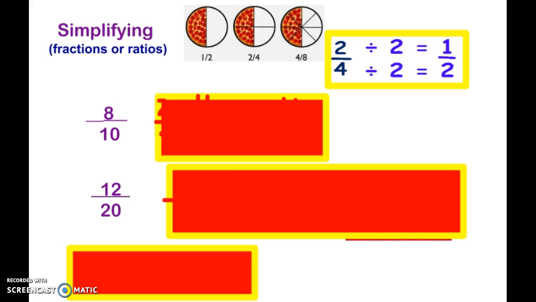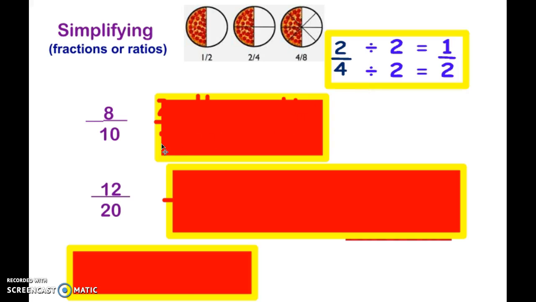Simplifying ratios is just like simplifying fractions. You can see from the picture here that each of these pies represents the same amount. 1/2, 2/4, and 4/8 are all equivalent. 1/2 is the simplest form. You may recall that to find the simplest form, you take the fraction or ratio and divide the greatest common factor out of the top and the bottom, and then you'll be left with the simplest form.